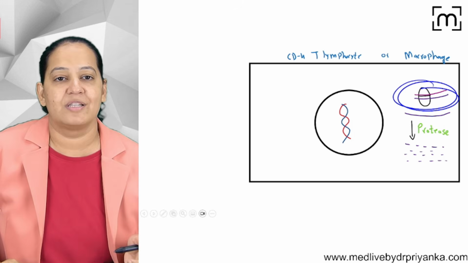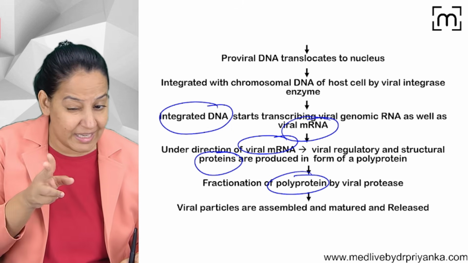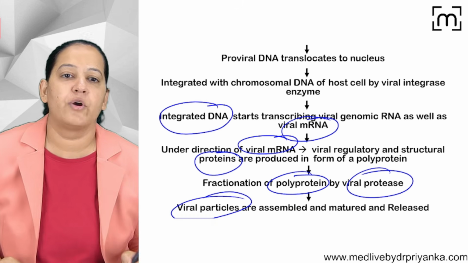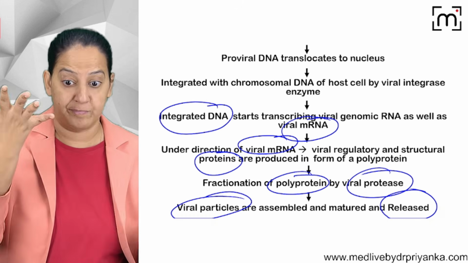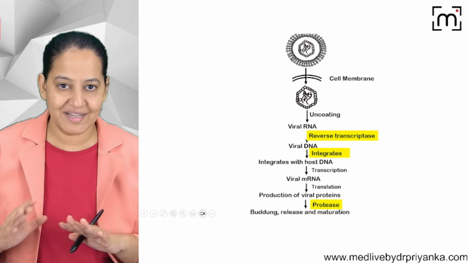So transcription, translation, and then the big protein, the polyprotein, is cleaved into small pieces by the enzyme protease. And finally, the daughter virions are formed. They will rupture the host cell and they will come out. The daughter virions will come out. That is a complete life cycle.